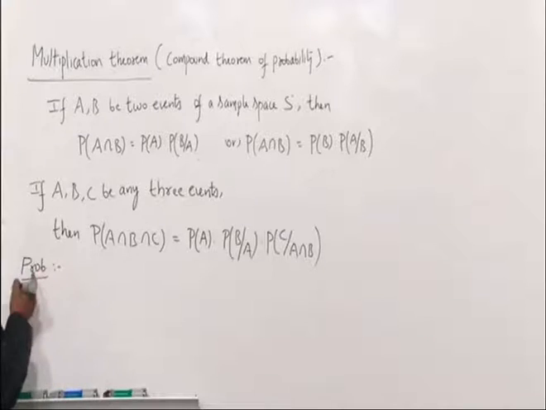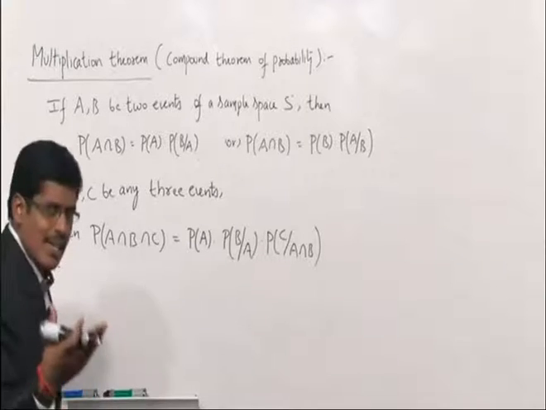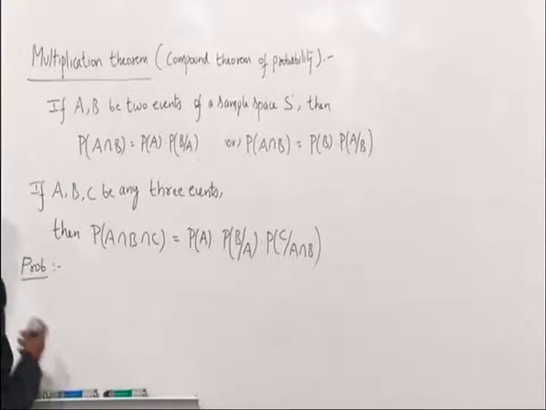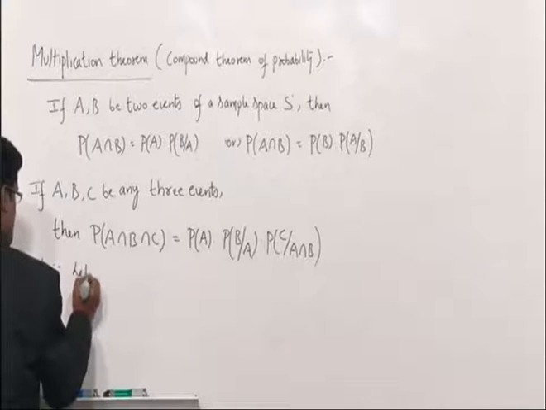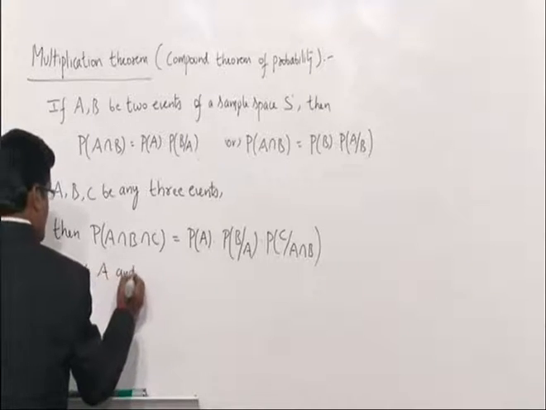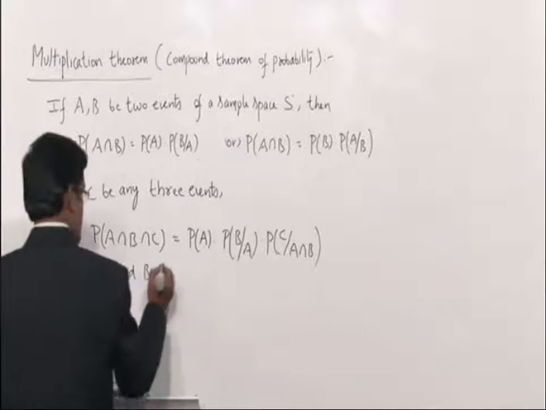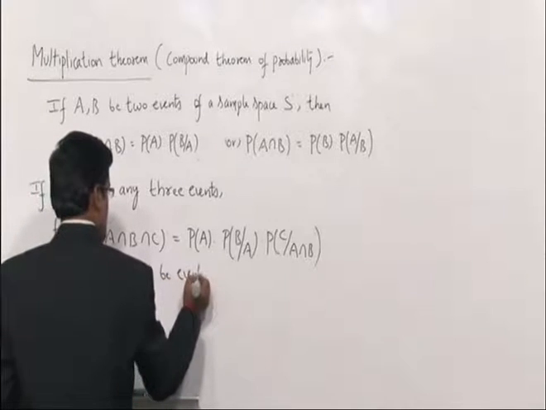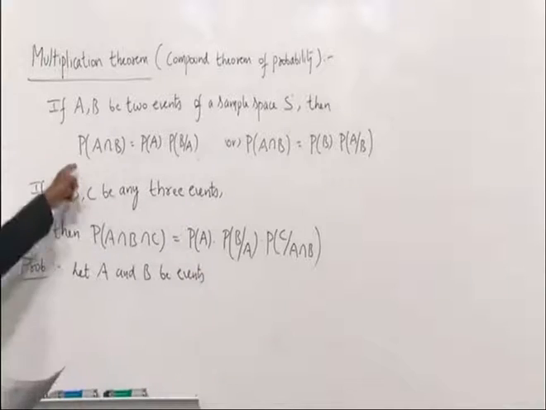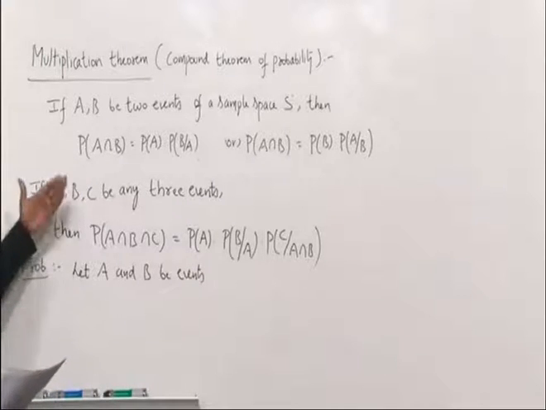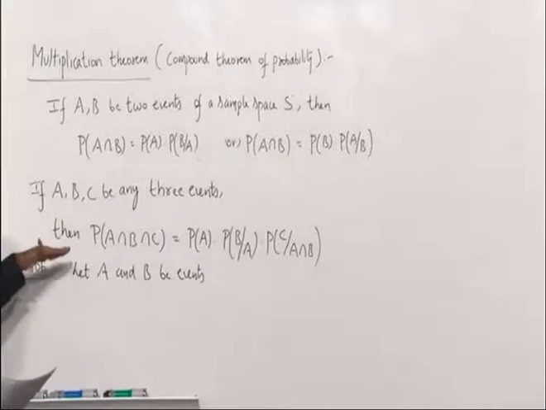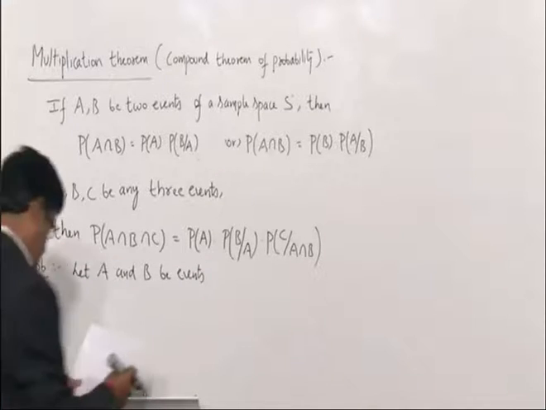This problem is an example of conditional probability, conditional events problem only. Let A and B be events. This problem is not related to this theorem; I am just giving a problem based on what we have discussed previously, the conditional probability.